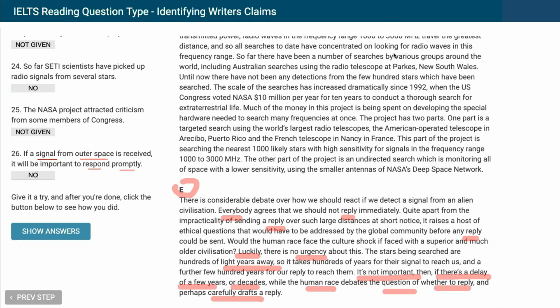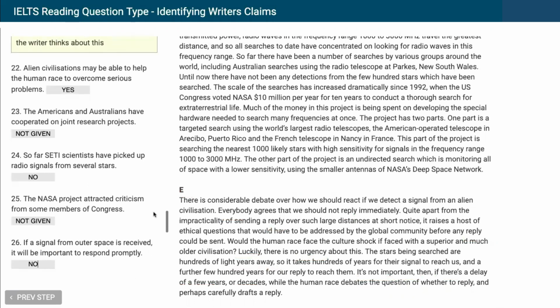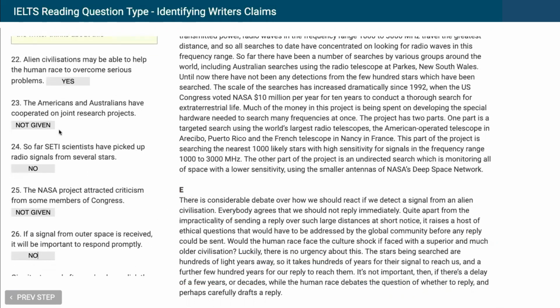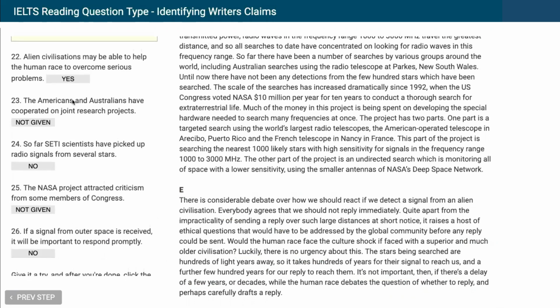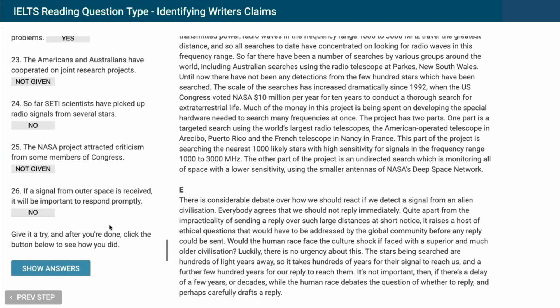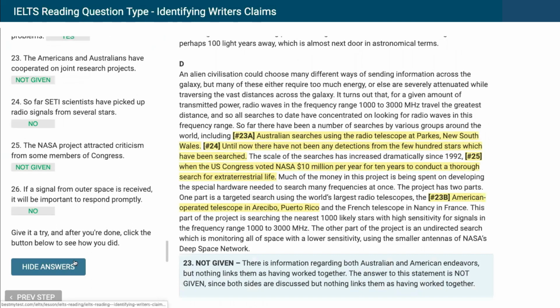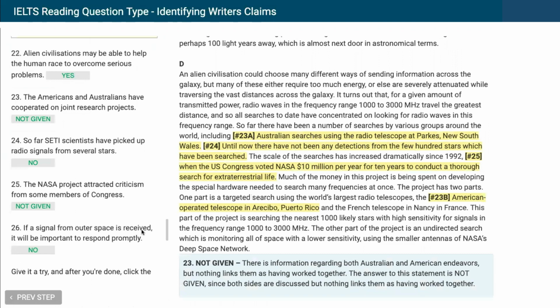Okay, so let's clear our screen for the last time. And just to review, we had yes, not given, no, not given, and no. So only one yes, two not givens, which are quite tricky, and two no's, which directly contradicted the information. Let's go ahead and check our answers. And they're all green, they're all correct.